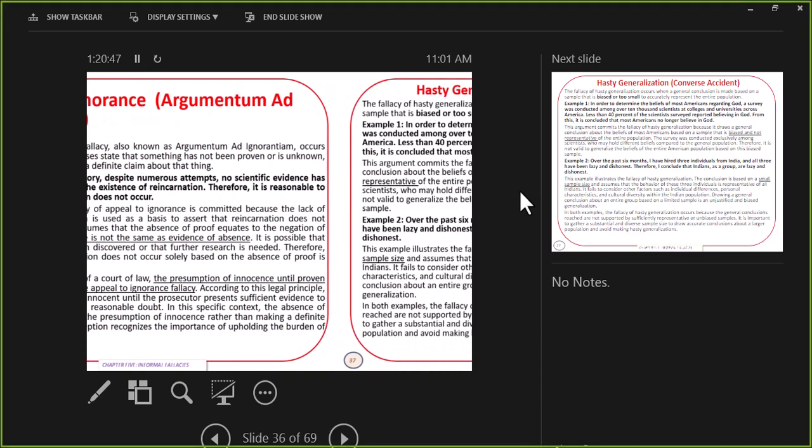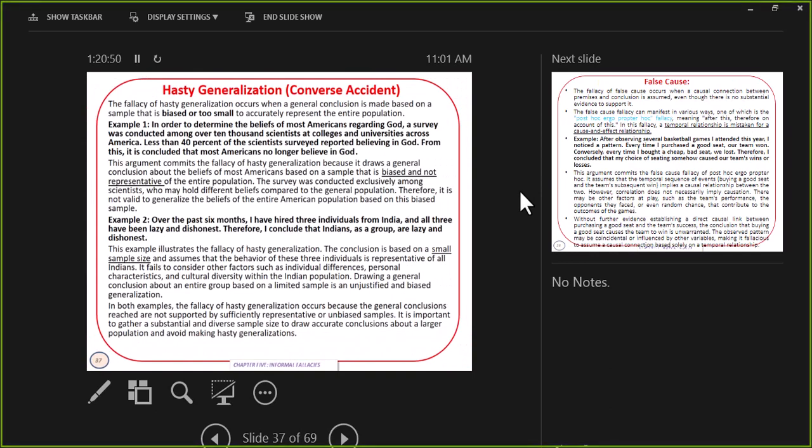Hasty generalization is also known as converse accident. Accident proceeds from a general rule to a specific case, whereas hasty generalization is what? From a specific case to a general rule. It's a type of inductive generalization. What condition must be met for inductive generalization to be accepted as a good inductive argument? Inductive generalization can be considered a good inductive argument if and only if what?